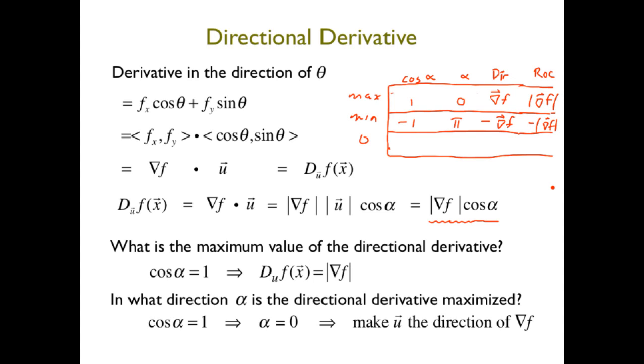Now we want 0 rate of change. Cosine is 0, and alpha is pi over 2, or negative pi over 2, or 3 pi over 2. There's going to be 2 directions, right? How are these going to be situated compared to the max and the min? Right, orthogonal, because pi over 2 is orthogonal to both 0 and pi, and so is 3 pi over 2.